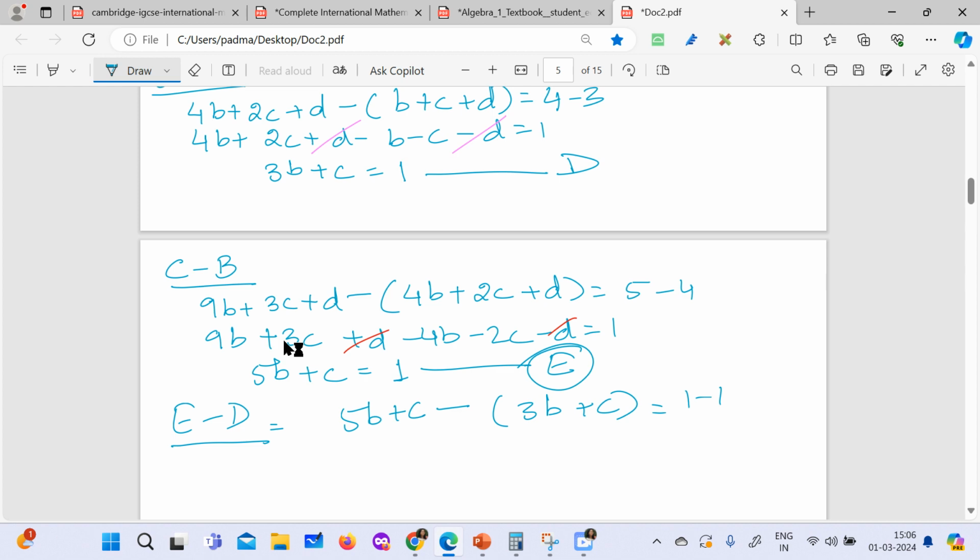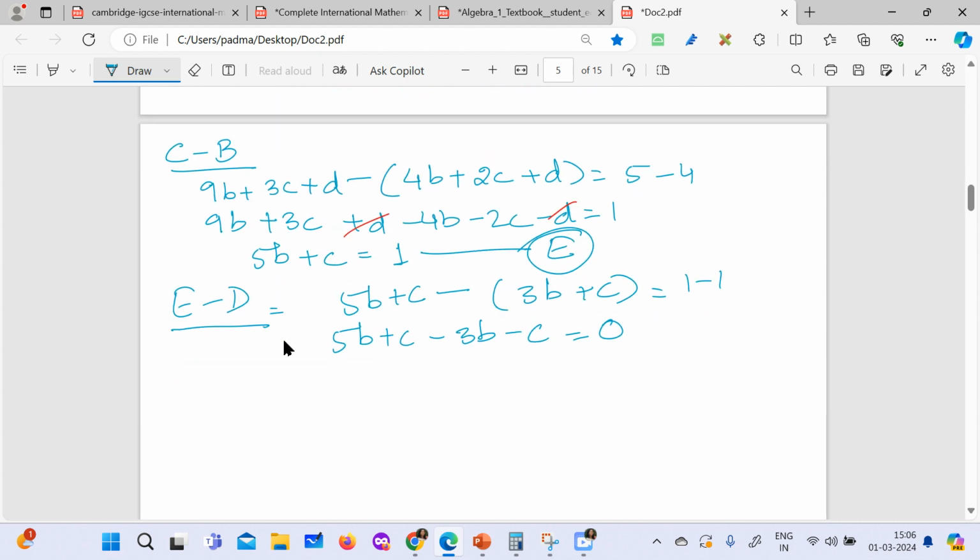This step is clear to you? Okay. Yes. So 5b plus c minus 3b minus c equals 0. Hence we have 5b minus 3b is 2b, c cancels out, and then you have 0. Hence b is equal to 0. Is this clear? Yes. So we got b is equal to 0.